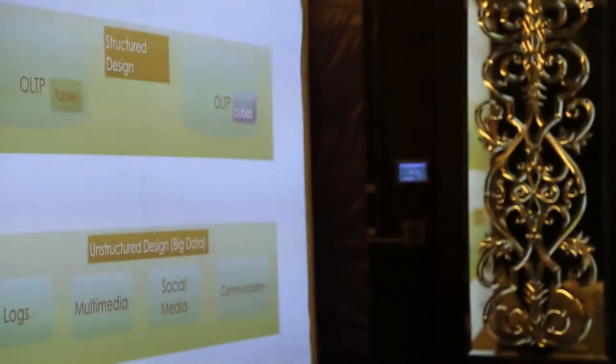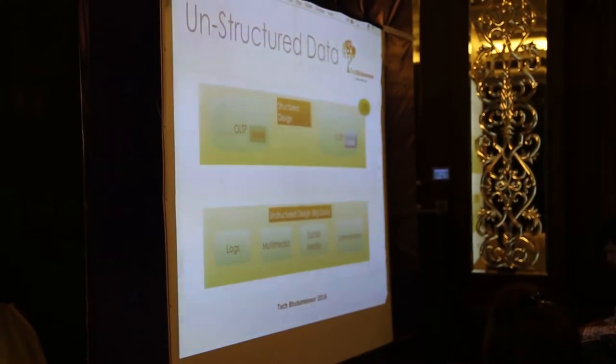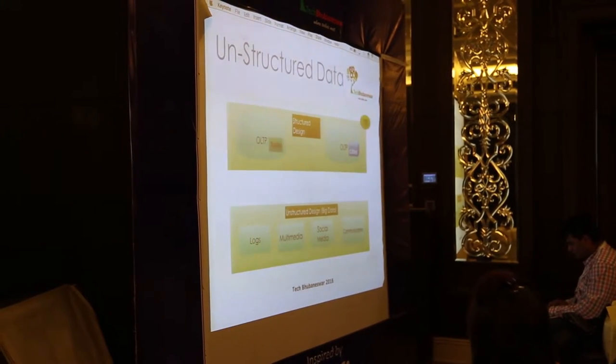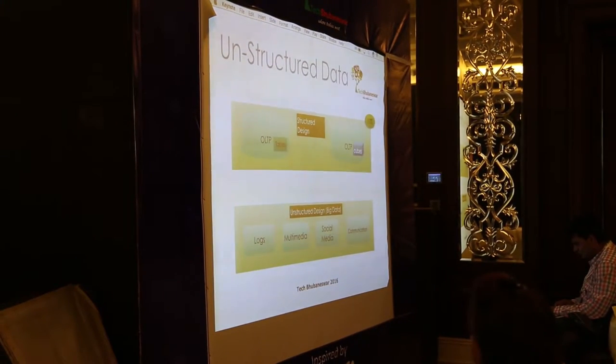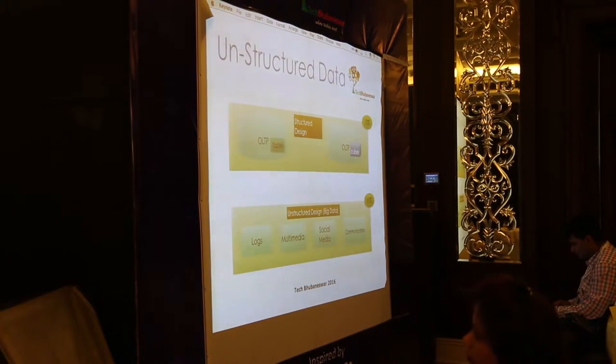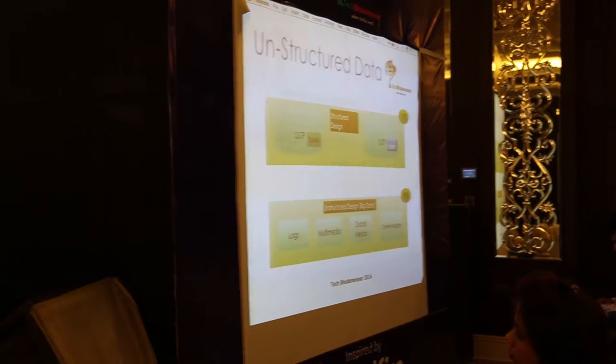Now something about unstructured data and structured data. This OLTP and OLAP we talked about are formats of structured design, where we have either a table or a cube. But if we think for a while, that is just 10% of the data we are using. Most of our data is unstructured, 90% of the data is unstructured.